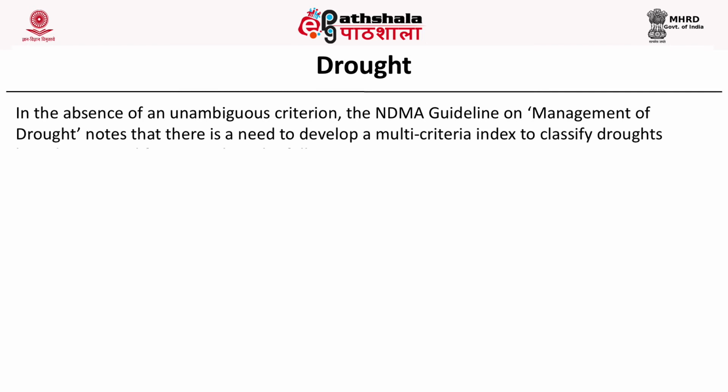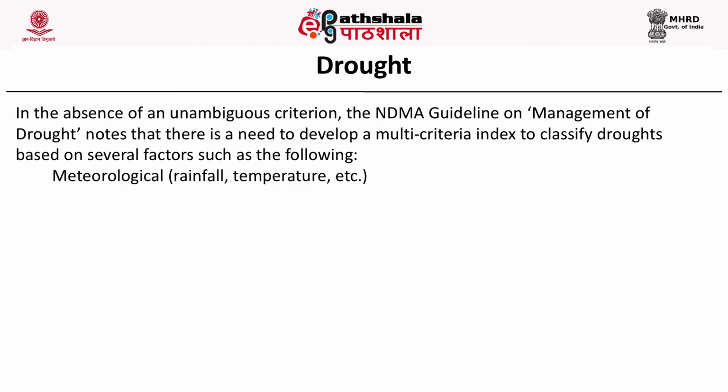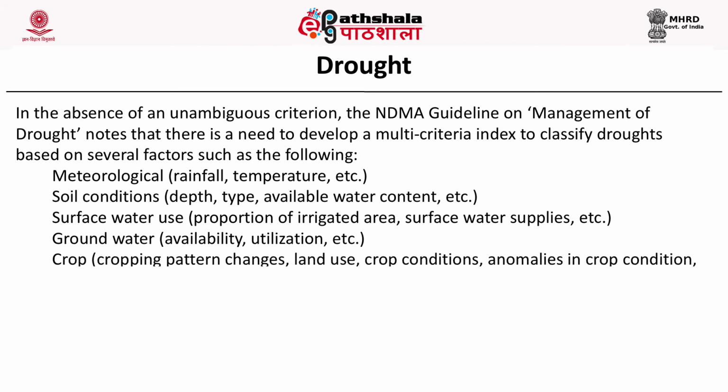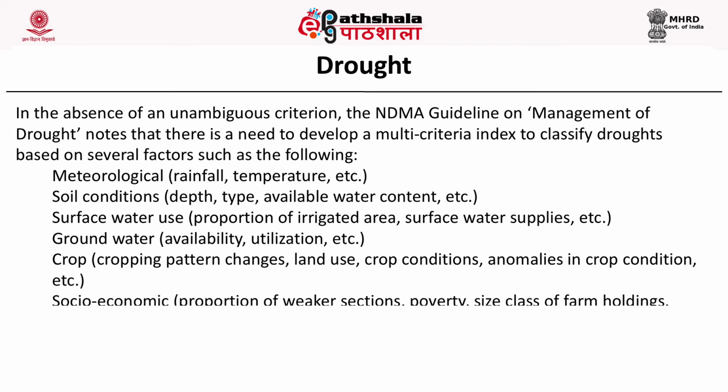So, in the absence of unambiguous criteria, the NDMA guidelines on management of drought note that there is a need to develop a multi-criteria index to classify droughts based on several factors. Such as meteorological, that includes rainfall and temperature; soil conditions, that includes depth, type, available water content, etc.; the surface water use, that is the proportion of irrigated area, surface water supplies, etc.; the groundwater availability and utilization; the crops, such as changes in cropping pattern, land use, crop conditions, anomalies in crop condition, etc. The last one is socio-economic conditions, which includes proportion of weaker sections, poverty, the size class of farm holdings, and so on.